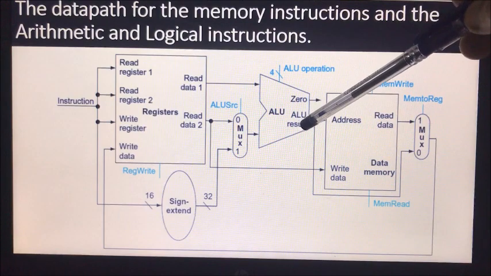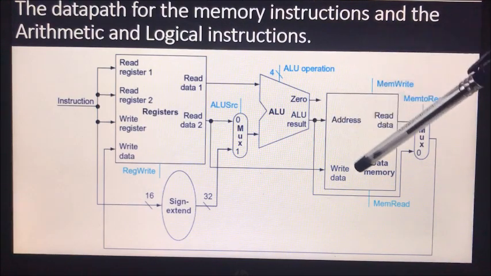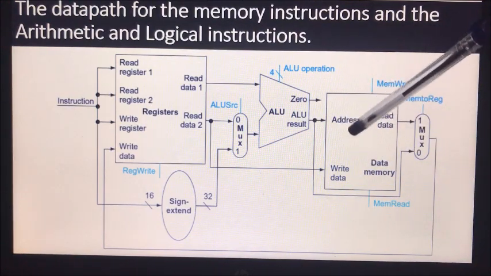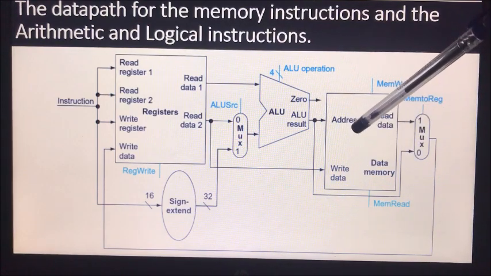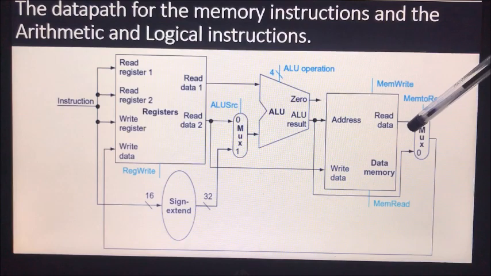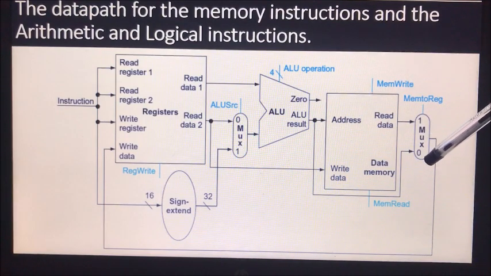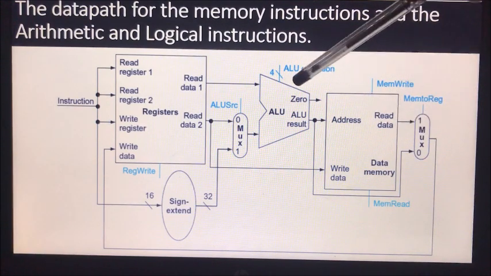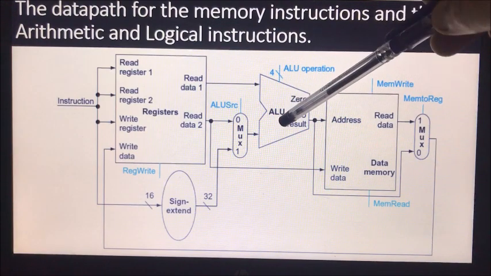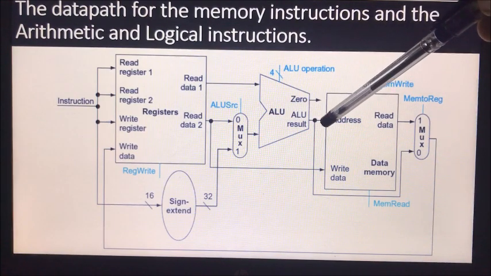instructions. So the operand address will be given to the data memory as its input, and once the address is provided, the data will be taken from the corresponding address, and the read data will be provided as an input to this multiplexer. So here memory read will be enabled, and memory to register also will be enabled. This ALU operation will be used in order to compute the operand address.